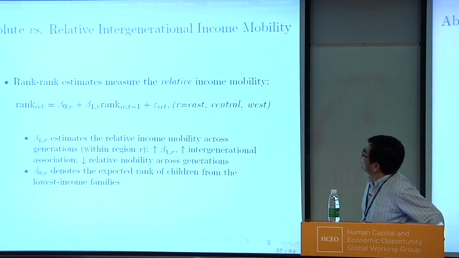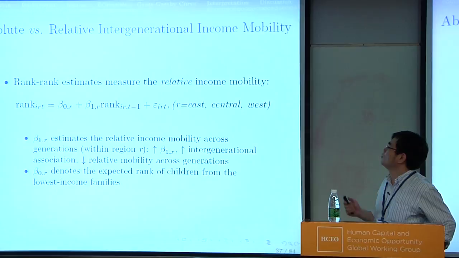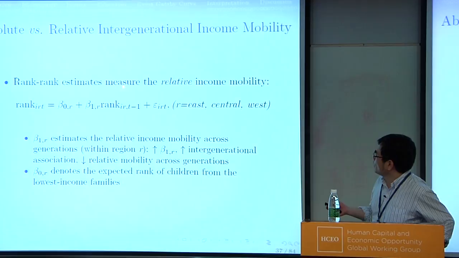So, now there's another concept in the literature. It's called absolute versus relative intergenerational income mobility. What we have been doing so far is called relative income mobility in the literature. So the rank-rank estimate measures the relative income mobility: parental rank and the children's rank.